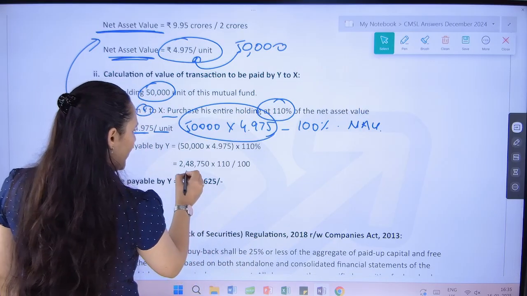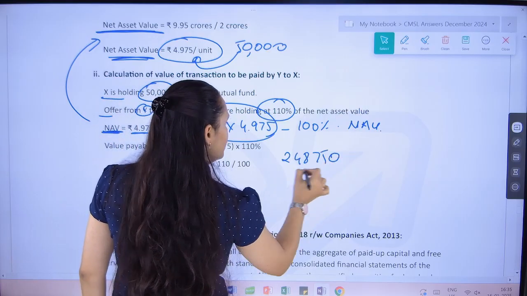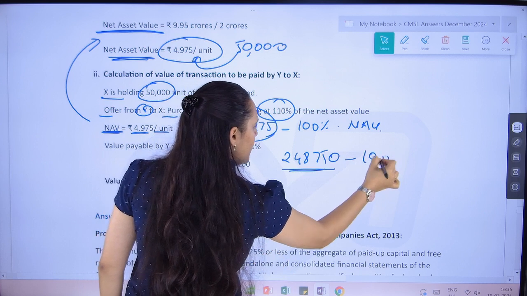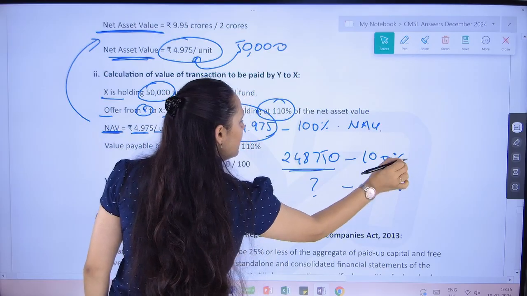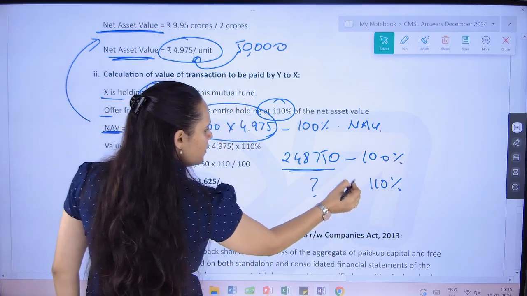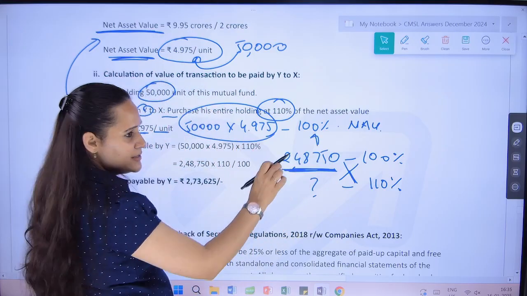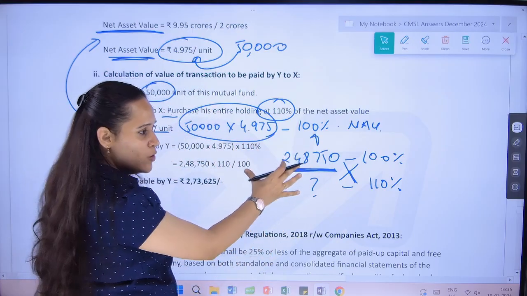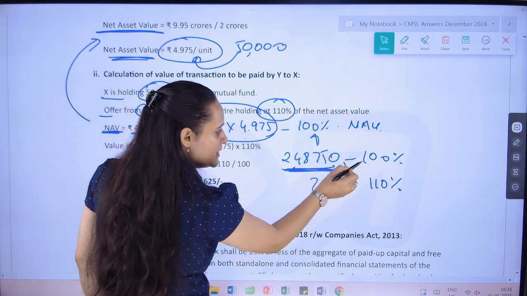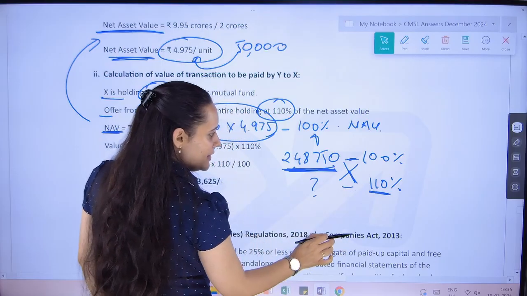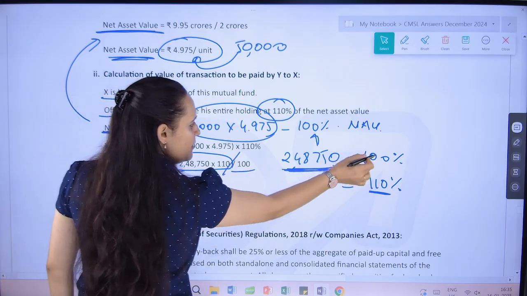So this is 100%. How much will be 110%? You have to simply cross multiply. So that is why we are going to do cross multiplication. If this is the value of investment, 50,000 into 4.975 is the actual value of holding of Mr. X. Y has agreed to pay 110%. So if this is 100%, what will become 110%? Cross multiply. So you're going to cross multiply and divide it by 100.